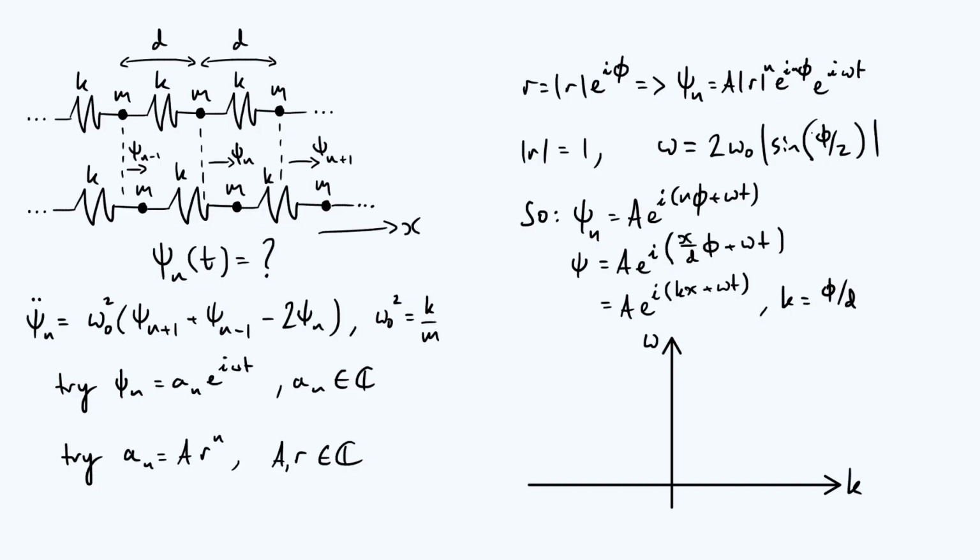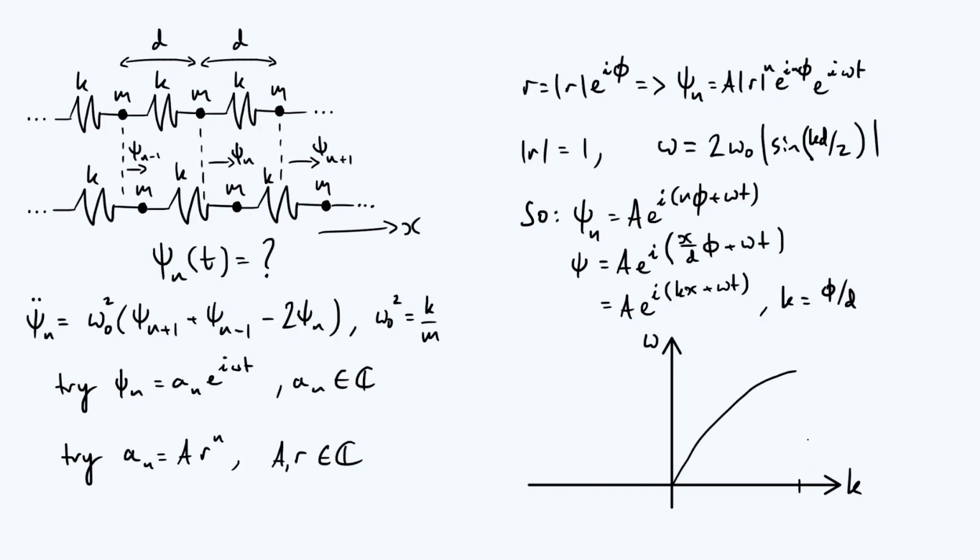Just to make this even clearer, I'm going to replace this phi here, using the fact that k is phi over d. I'm going to replace this phi with kd, and then we've got a nice explicit relationship between omega and k. So let's focus on positive k first. We've just got a sine curve. I'm going to plot the sine curve up to its first maximum, and I'll explain why I'm doing that in a second. So the sine curve is just going to look something like this.